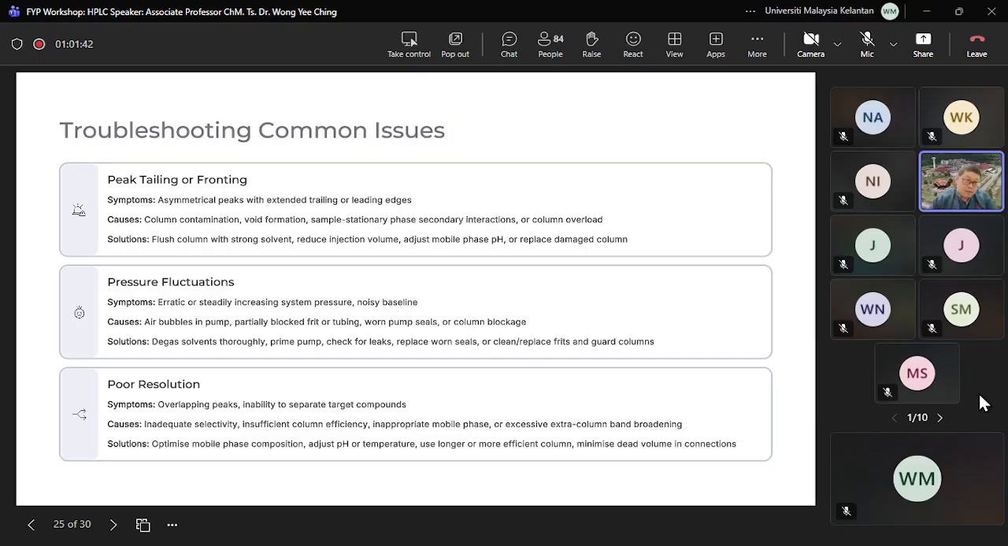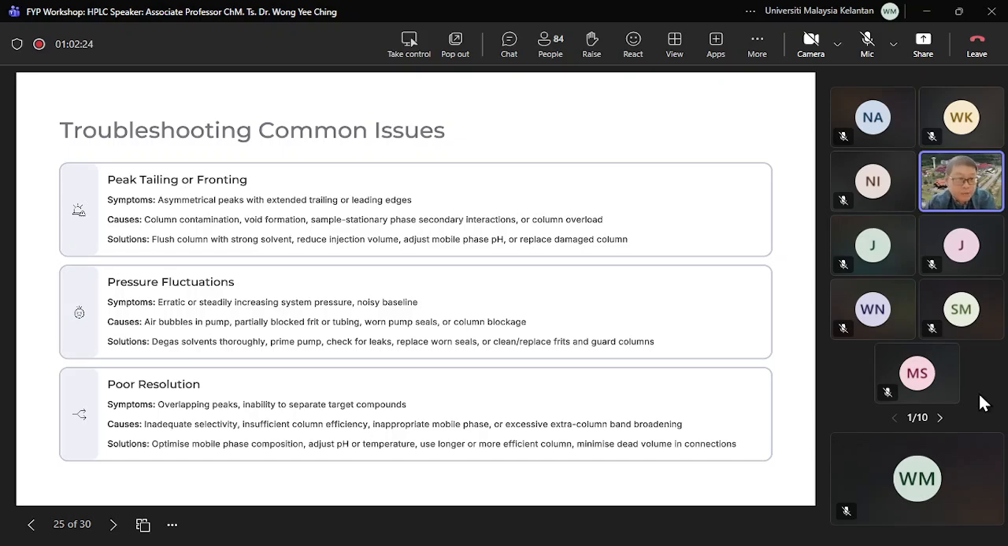The second thing, some troubleshooting problem that might occur during your analysis, will be pressure fluctuation. This is what you're going to get: an erratic and steadily increased system pressure and noisy baseline. What is the cause of this problem? It will be air bubbles in the pump, a partially blocked frit or tubing, or a worn pump seal, or the column is having a blockage. These are the possible causes.